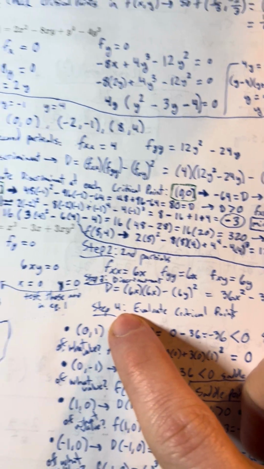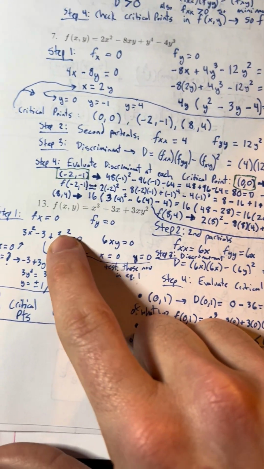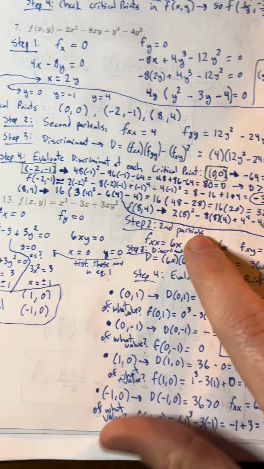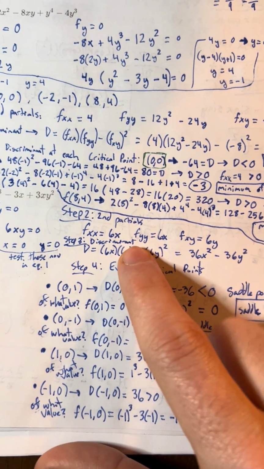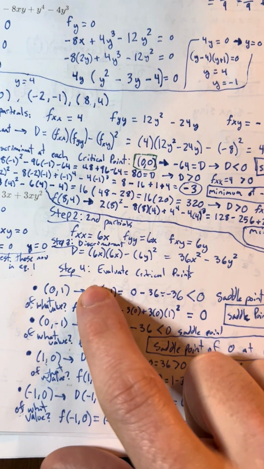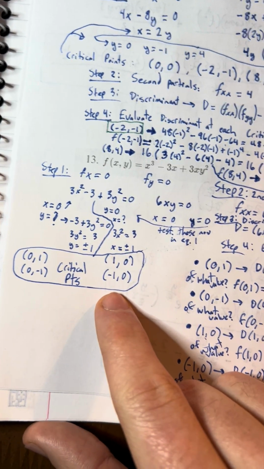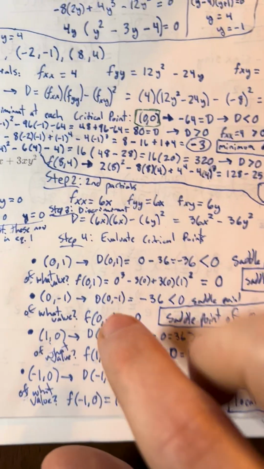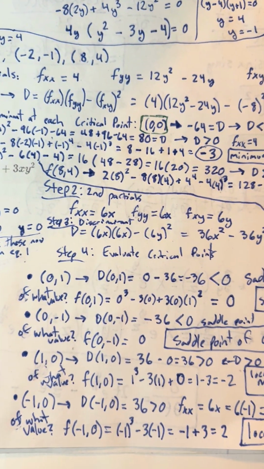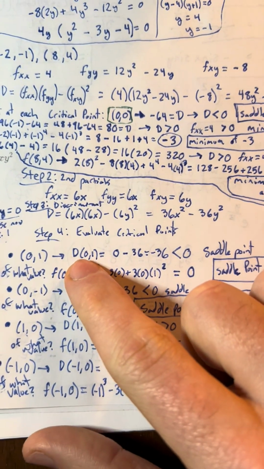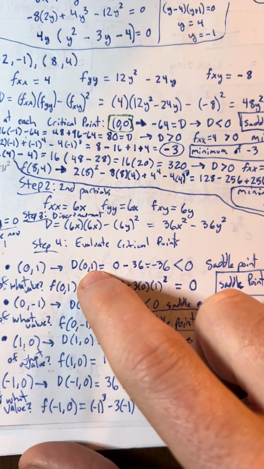So that's step 4. Step 1 was first partials, getting the critical points. Step 2, second partials. Step 3 is getting the discriminant. Step 4, now evaluating the critical points we had here. You have to test every one. So I separate them into bullets, and I'll test just in order. So at the critical point 0, 1, you plug it into your discriminant now. So the discriminant at 0, 1.